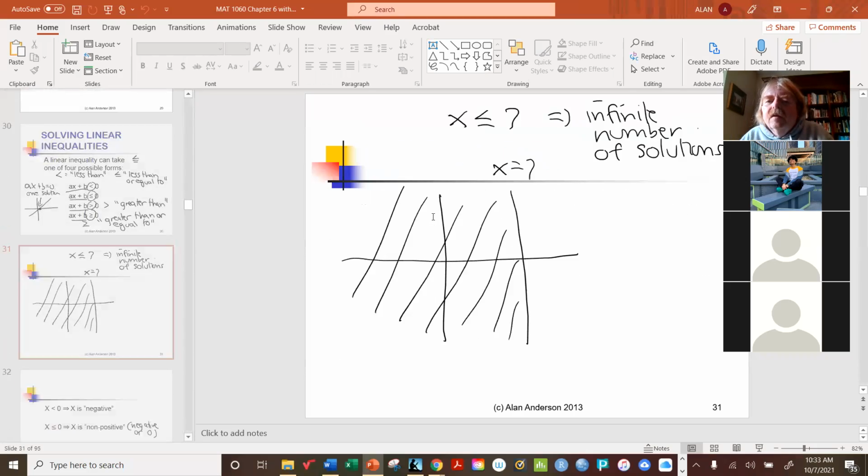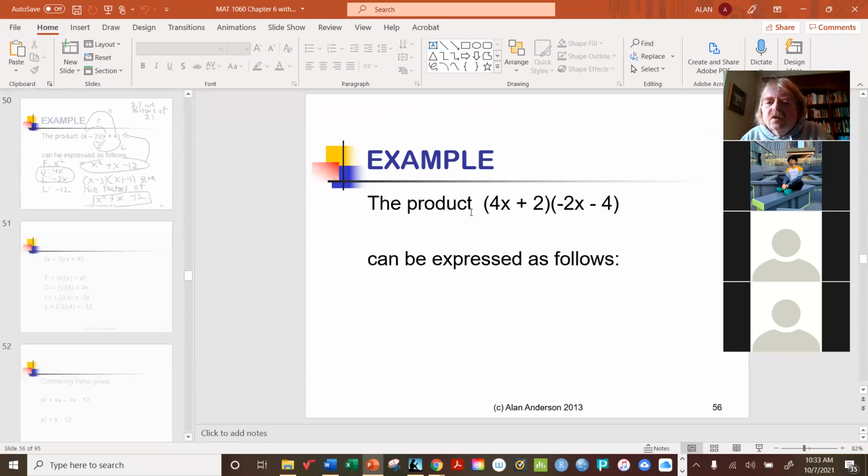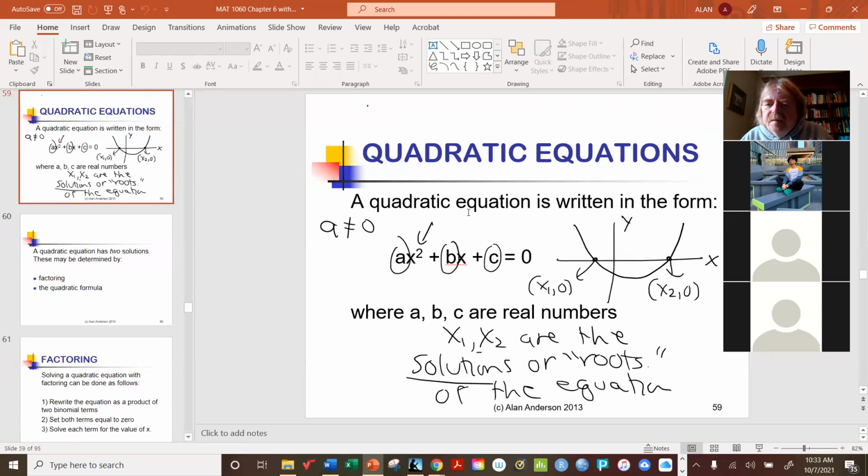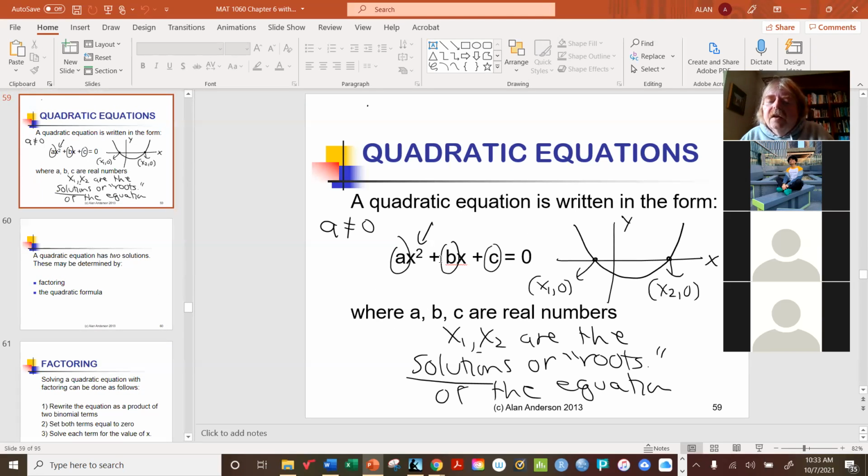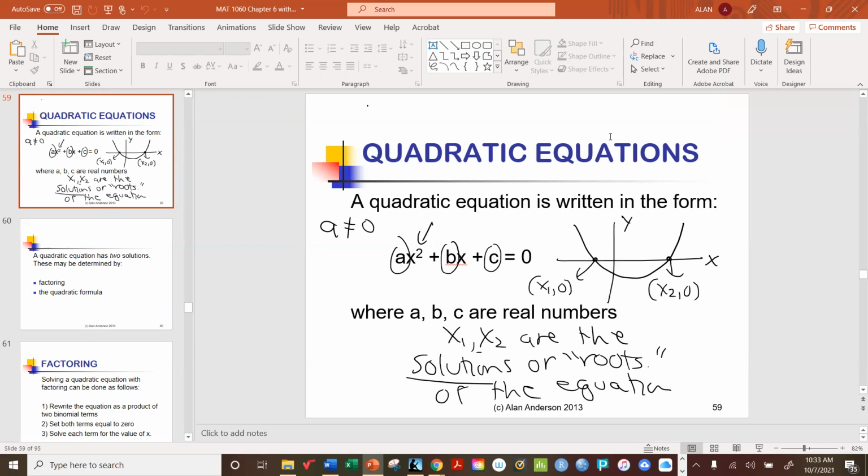Now, remember, we're looking at what we call quadratic expressions or equations. Now, a quadratic equation is written in the following form: ax squared plus bx plus c equals 0. What you're looking for are solutions, which means the two values of x where this function crosses the horizontal axis. You can see on this picture here, x1 and x2 are the two points where it crosses, and it's the x1 and x2 that we're looking for.